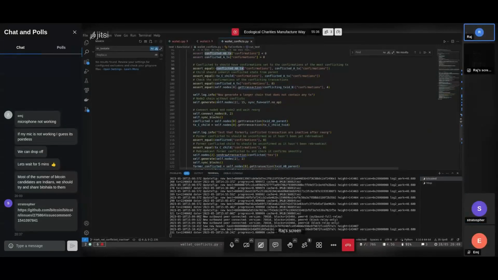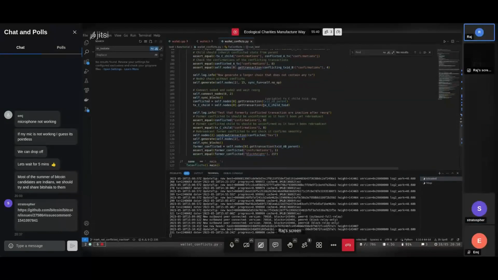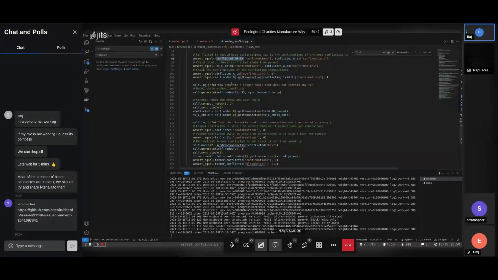And then it's checking a bunch more confirmations of different types, and now generating a longer chain that does not contain any of these transactions. Node 2 was disconnected from node 1, so node 2 has no idea of these new 8 blocks that got mined. So it's saying node 2 generate 15 more blocks.